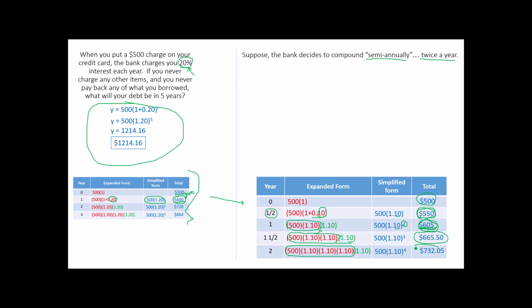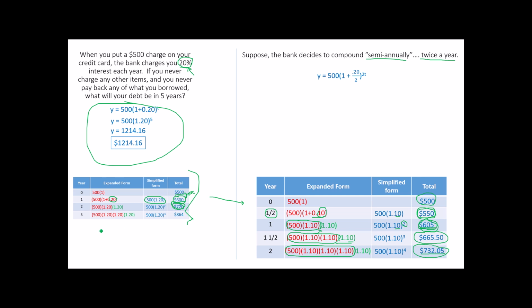Compare 2 years using this method to 2 years using the previous method. If we compound once at the end of each year, we would owe $720. Now that we're doing it twice a year, we're up to $732. We've managed to eke out a little bit of extra money. Here's what that's going to look like written as an equation.